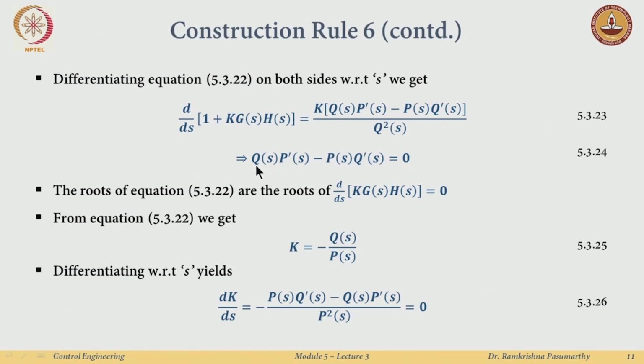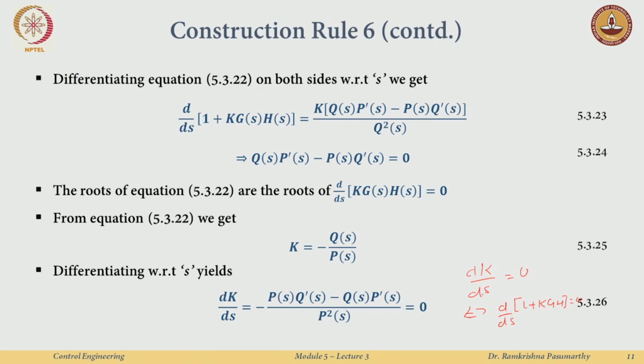Okay. Now compare this condition and this condition here. They both are the same, and therefore I can equivalently say dk by ds equal to 0 is equivalent to d by ds of 1 plus k g h being equal to 0. And for obvious reasons, this is easy to compute, because I know q and p, whereas g and h might have numerators and denominators, I may have to do a lot of other stuff, but this is easier to compute.